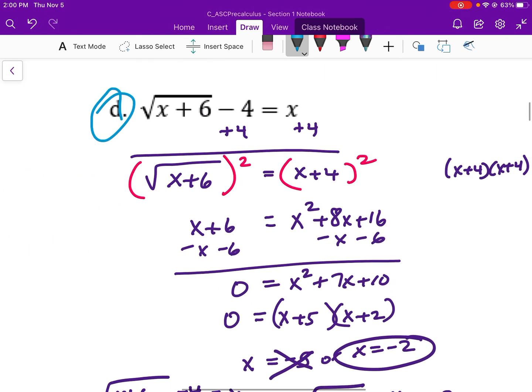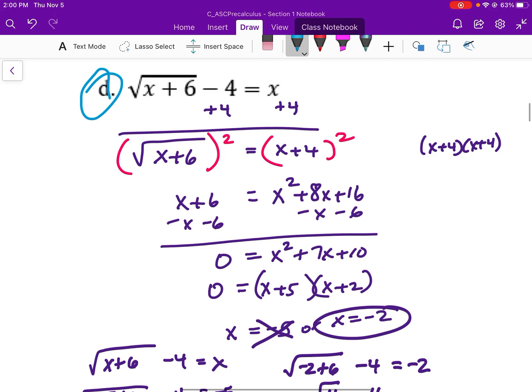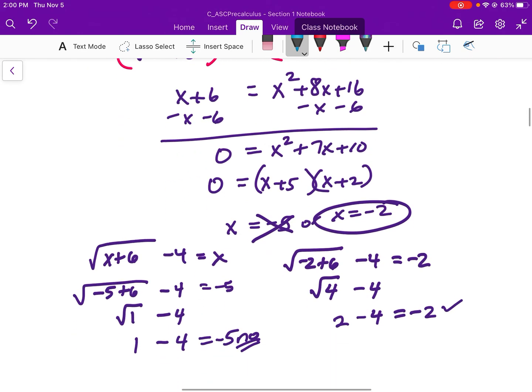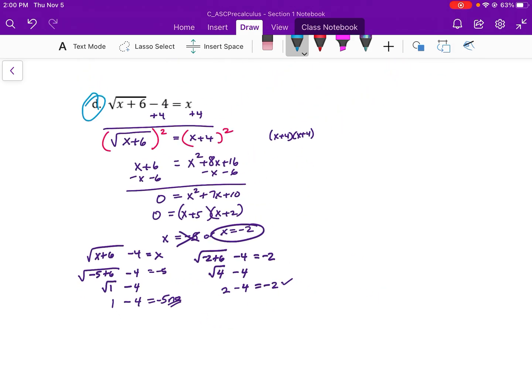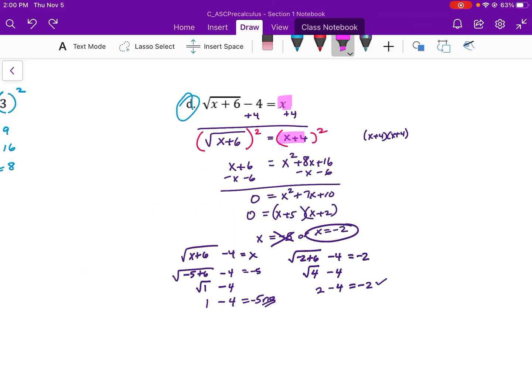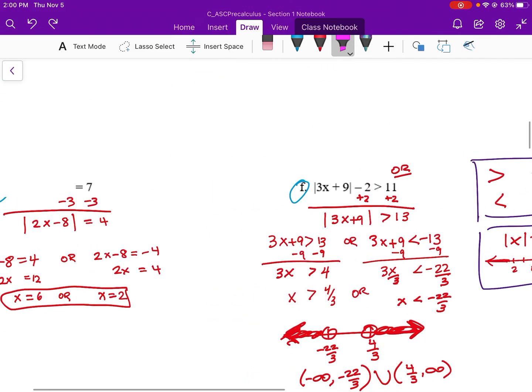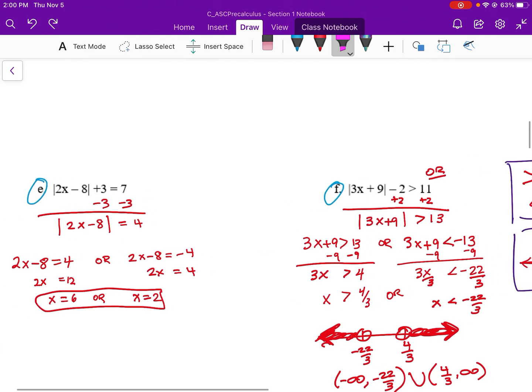Remember when we did this one yesterday or today, depending which class you were in, we had to check because there was an x, and we had to throw away one of the answers. We had to throw away the -5 because it didn't check. So you do have to check for sure if there's an x on the opposite side, if you're squaring and you've got a binomial or something with an x in it, but otherwise you don't have to do that.